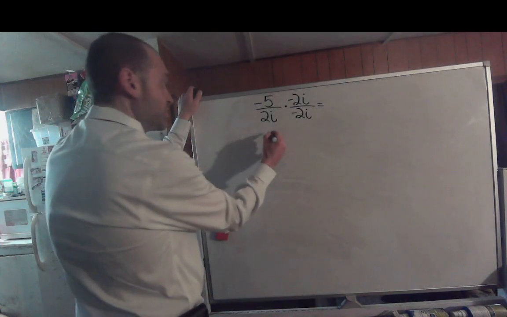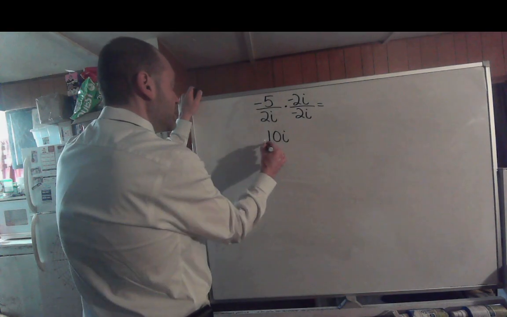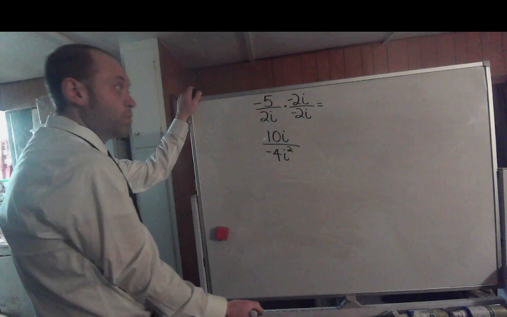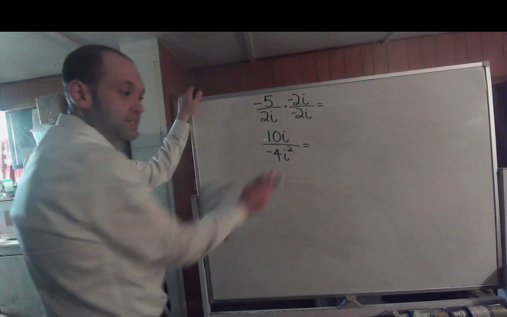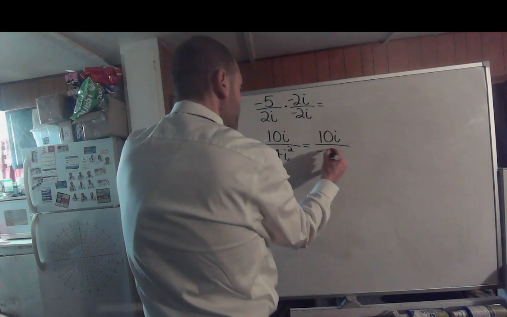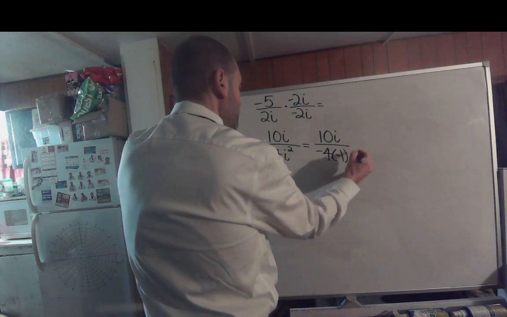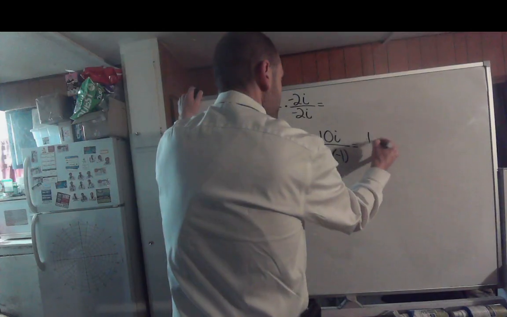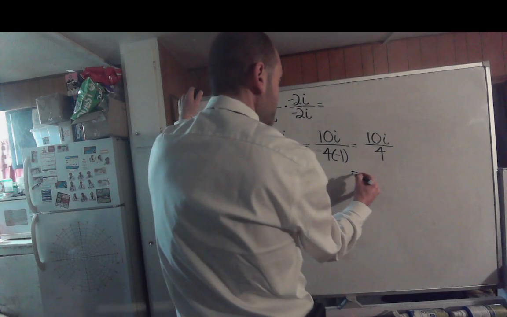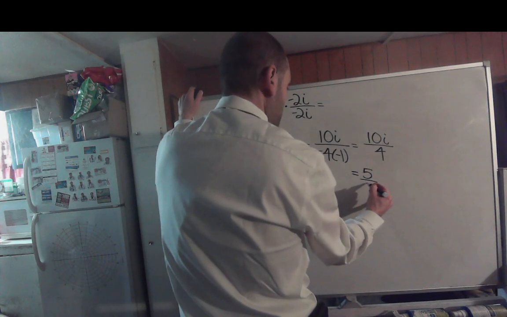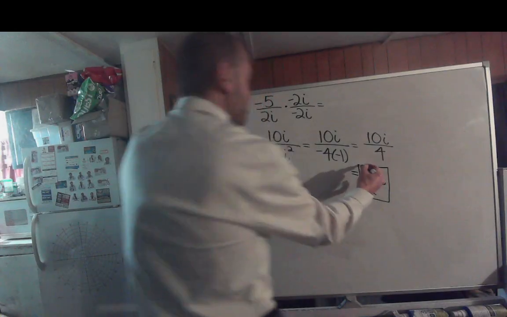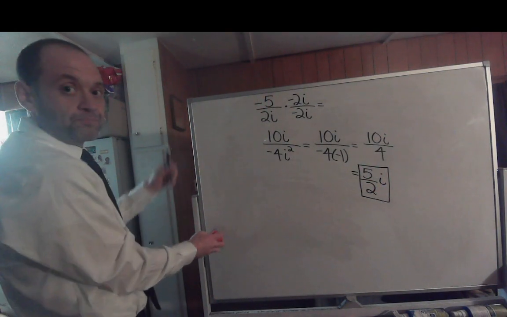So this is going to turn into 10i over negative 4i squared. Well, what is i squared? That's negative 1. So this would turn into 10i over negative 4 times negative 1, which would turn into 10i over 4, which in simplest form would just end up being 5 over 2 times i. So this would turn into 5 halves i.